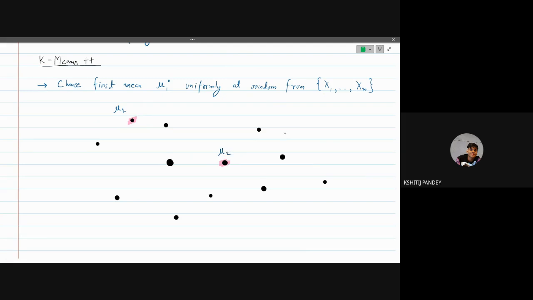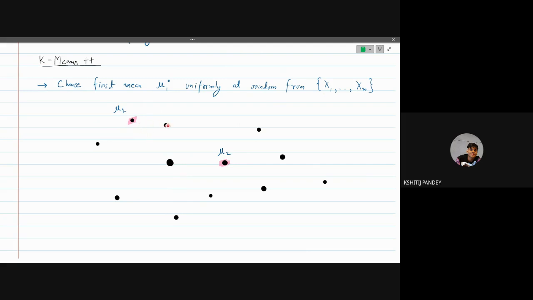Now we want to find mu3. So for mu3, a point which is farthest from the two will be a good candidate for mu3, right? So to all the data points, we will give some score. And what is the score?